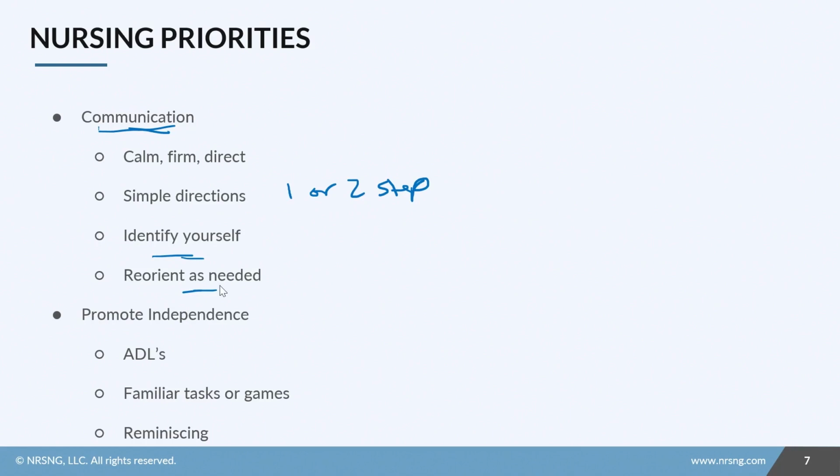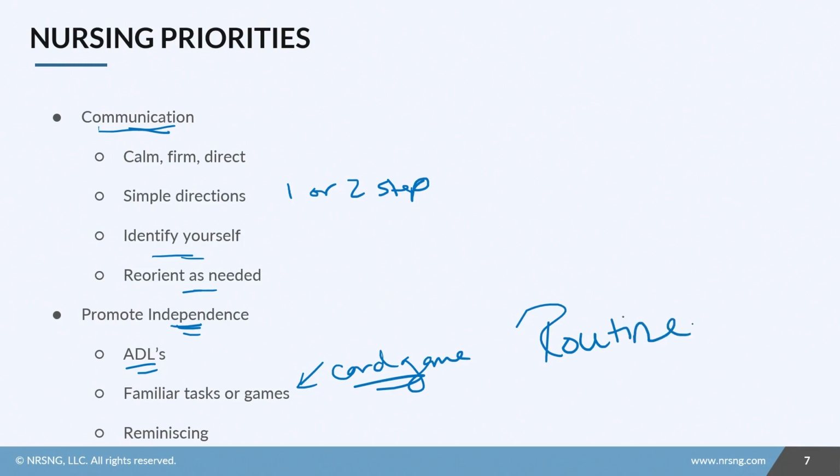And then finally, we want to promote independence for as long as possible. So we want to have them perform their own ADLs as long as they can. Familiar tasks or games, maybe there's a card game that they really like, that they're good at, that they remember how to play. This is all about routine. The routine can really help them remember what to do. And then allow time for reminiscing. Like I said, they're going to remember stories from their childhood for a long time. So allowing them to talk about the things that they do remember gives them a sense of security and safety.